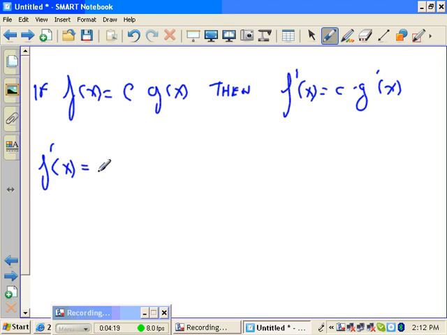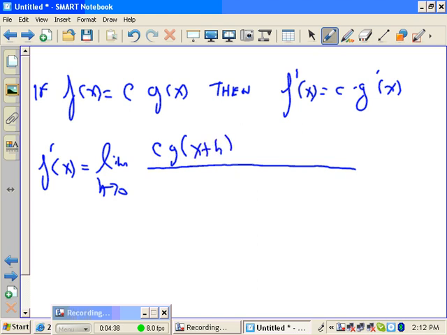It's the limit as h approaches 0 of what quotient? What goes in the numerator? This is f. So how do you write f of x plus h minus f of x? C times g of x plus h minus c times g of x, all over h. Good.